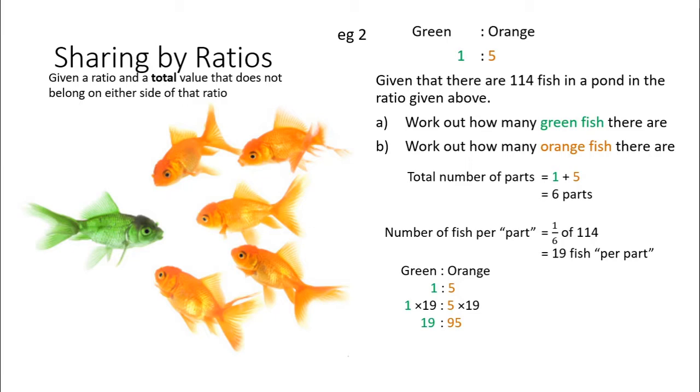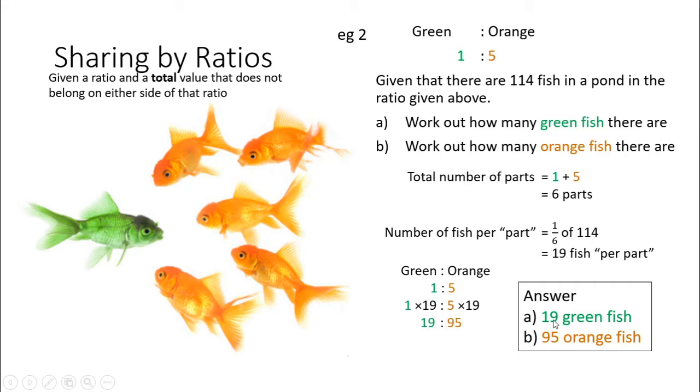Yes. Okay, again, remember, check your question before you finish. Make sure you've actually answered it, and I haven't yet. I've given a ratio, but I haven't answered part A. There are 19 green fish. Part B, there are 95 orange fish.